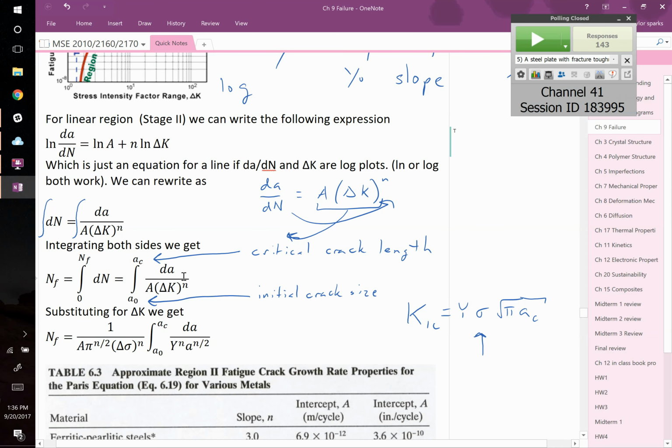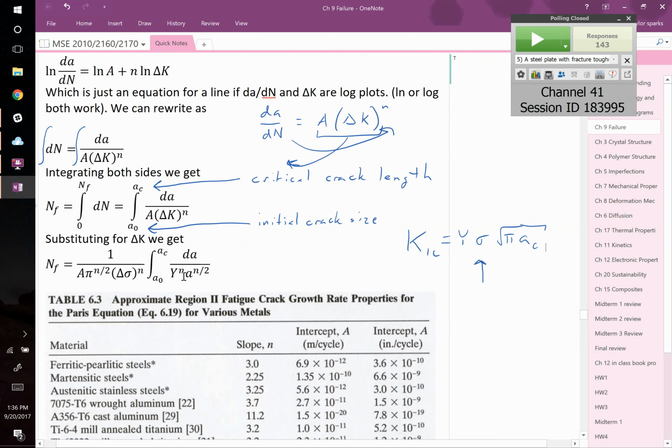So now you just have to do this integral. It's not that horrible because most of the things can come out of the integral. Only things that have a dependence on a need to stay in the integral. So Y technically is Y as a function of a over W. Remember that from before, we can use 1.12, but realistically if a gets big, it would actually have to stay in the integral. So if I tell you that you can assume Y stays the same, go ahead and take it out. It'll make your life easier.